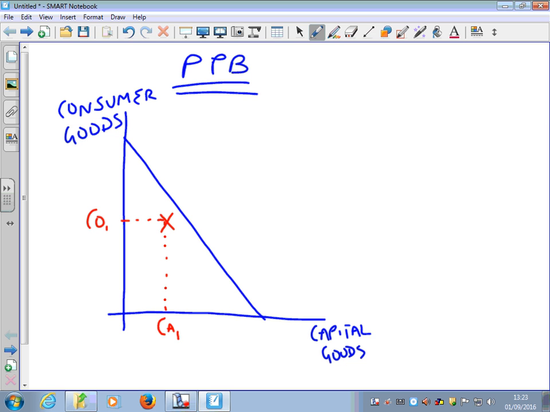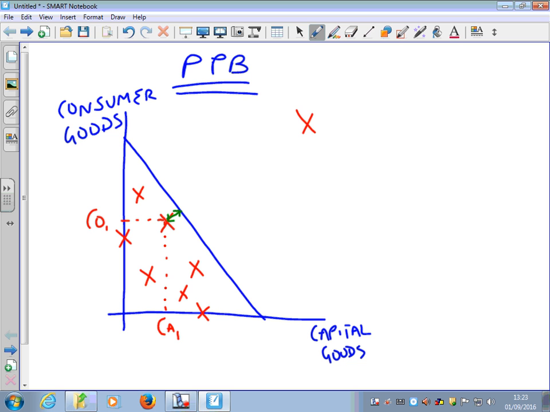Now the simple idea here is that we have inefficiency. Okay, the economy is not producing as much as it could do. Look at that. It's CO1, CA1. This green arrow shows the gap between what we are producing and what we could produce. Okay, we've got unused resources. Resources go into waste. And if I were to put the cross here, here, here, basically anywhere inside that triangle, I've got inefficiency. I'm not producing as much as what I could do.